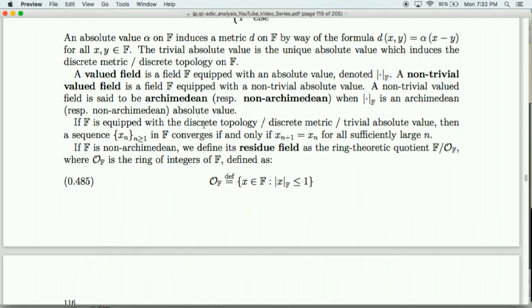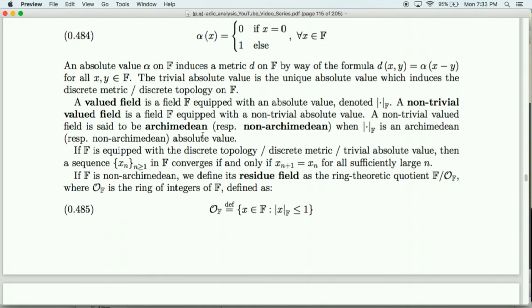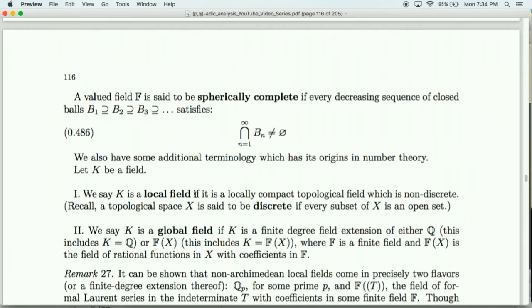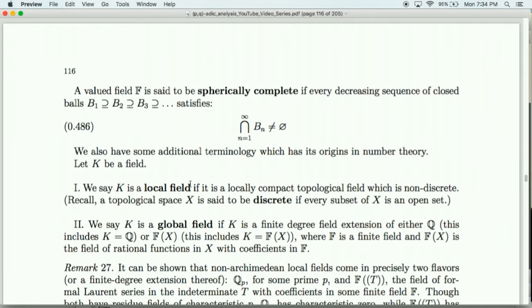So given an absolute value on a field, the completion of the field with respect to the absolute value is the usual construction where we do the Dedekind cuts and Cauchy sequences. Basically, it means any Cauchy sequence in the field is automatically declared to have a limit in the field, and that's the completion. The way we're going to see it is that local fields arise from completing global fields. In particular, Q or a finite degree extension thereof we're going to call a number field.